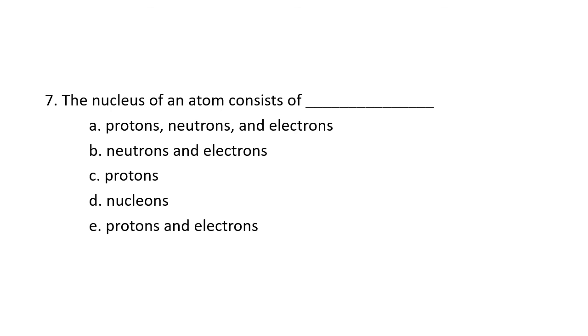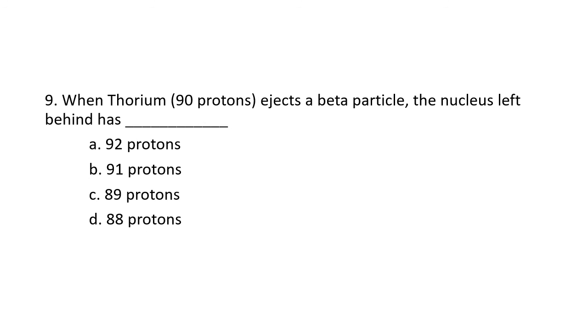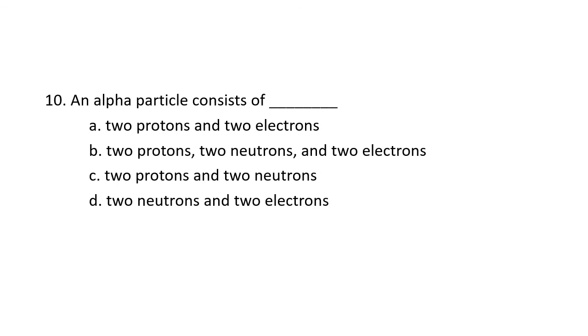Number 7, the nucleus of an atom consists of protons and neutrons, which combine to make nucleons, right? D. If you said C and D, that would be fine. Number 8, the force that holds the nucleus together is the strong nuclear force, or C. Number 9, when thorium ejects a beta particle, the nucleus left behind has 91 protons, right? We add 1 proton when beta emission occurs.